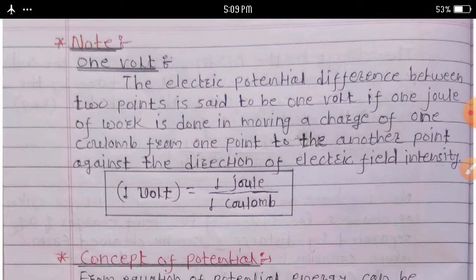Then we can discuss what is meant by 1 electron volt. 1 electron volt is the change in the kinetic energy of an electron while crossing 2 points maintained at a potential difference of 1 volt.